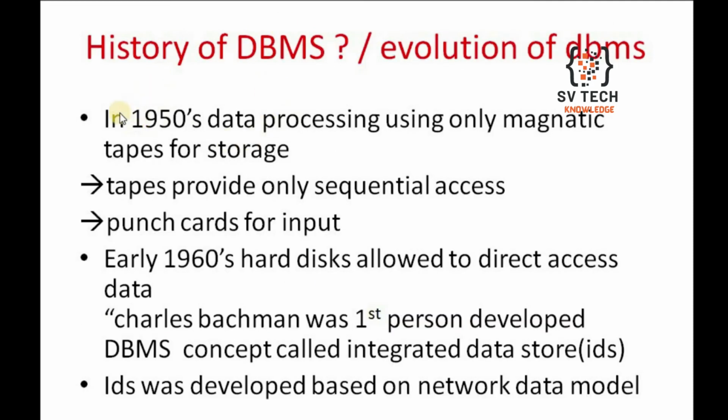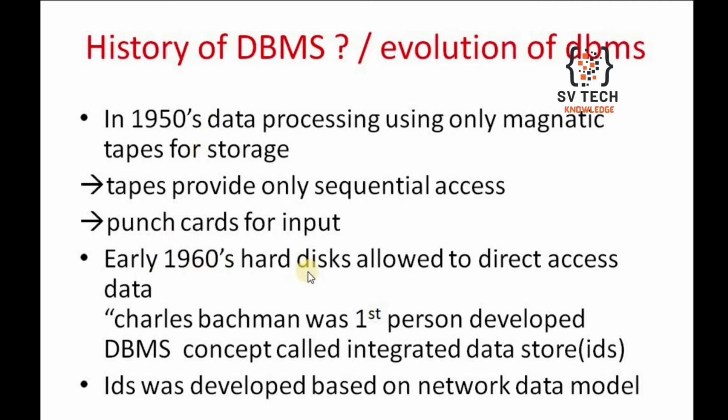So here we are going to discuss the history of database management systems, or the evolution of database management systems. In the 1950s, data processing used only magnetic tapes for storage. At that time, hard disks were not yet designed or invented. Tapes provide only sequential access. Dynamic access is not possible with these magnetic tapes. Punch cards were used as input. At that time, we didn't have keyboards, mouse, or any of this.